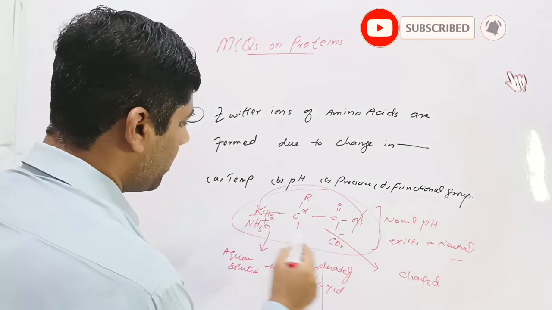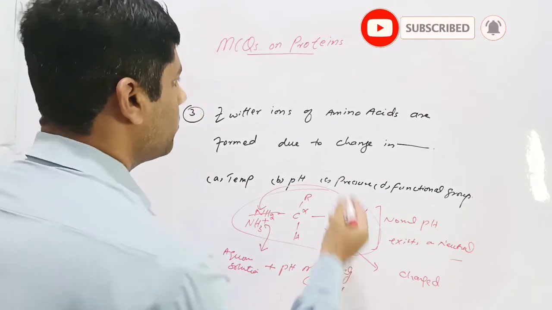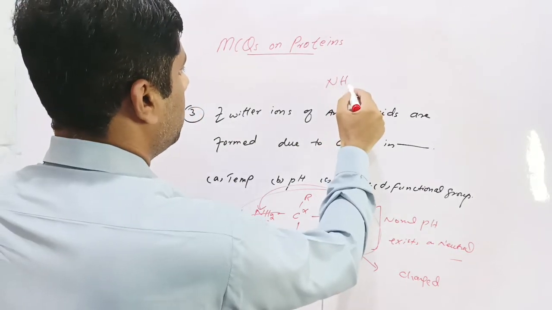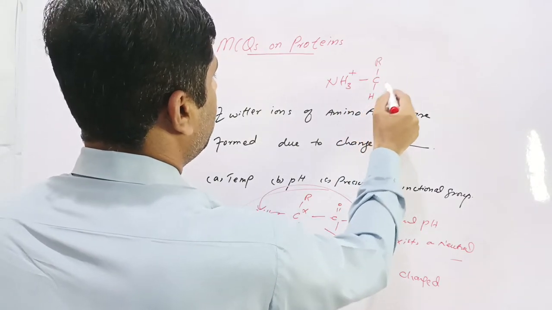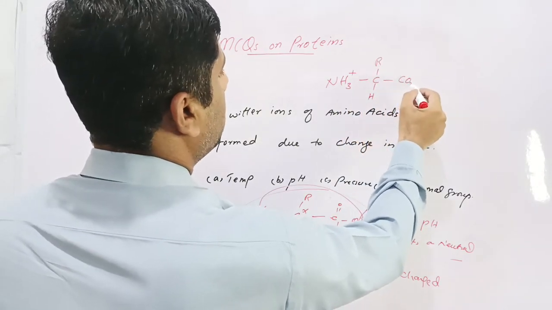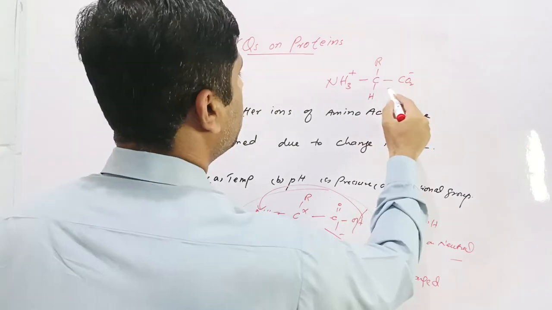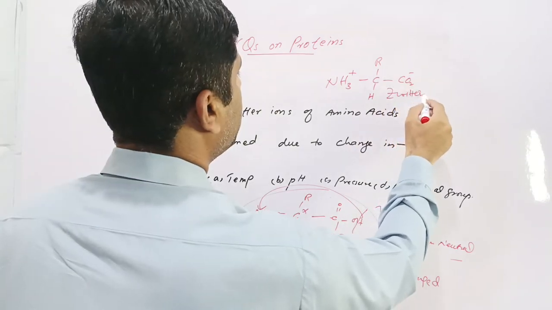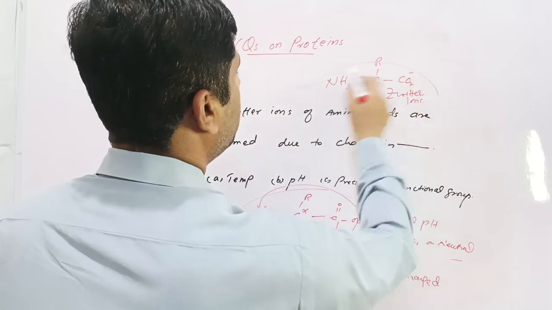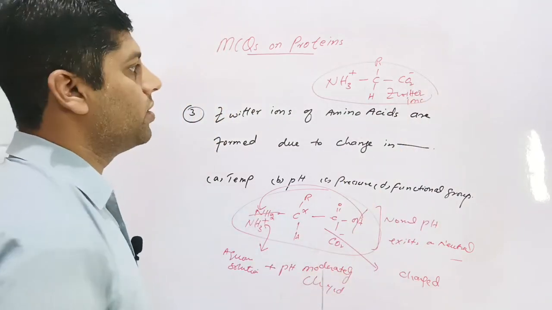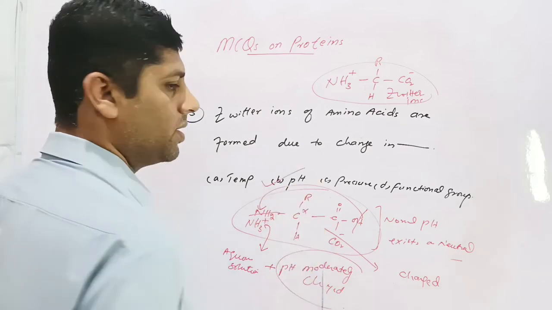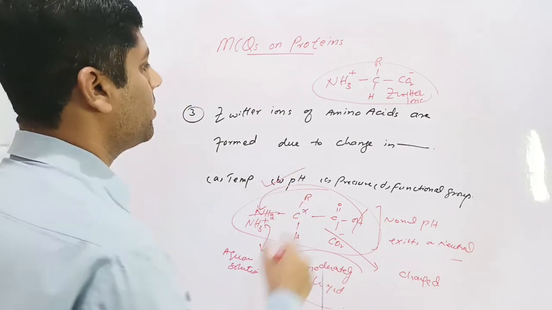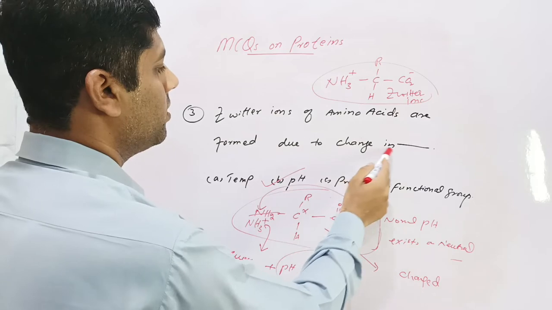So this cation and this anion both give the structure with the alpha carbon and the carboxylate group. This is called a Zwitter ion because it gets charged. This charged ion, the Zwitter ion, is due to a moderate change in the pH. So the given option B is correct: the Zwitter ions of amino acids are formed due to change in pH.